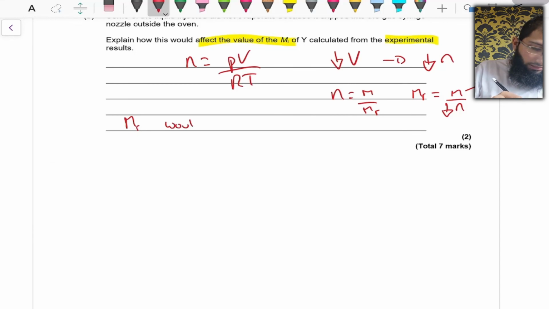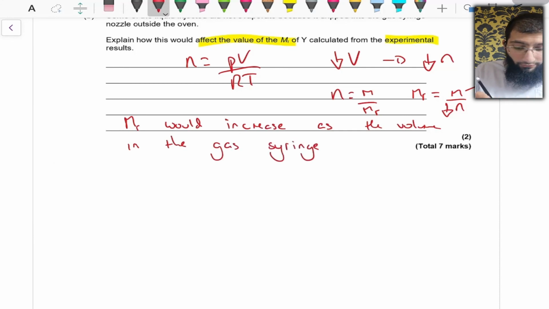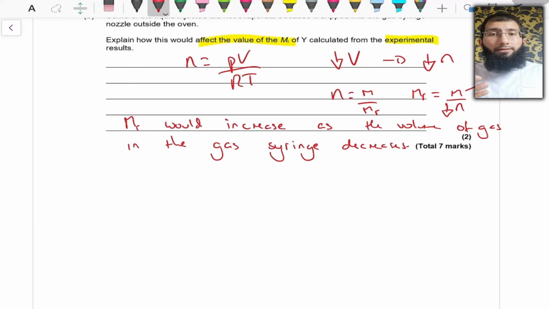So MR would increase as the volume of gas in the gas syringe decreases. And we've shown the mathematical steps. We've shown what happens as one variable increases or the other decreases.